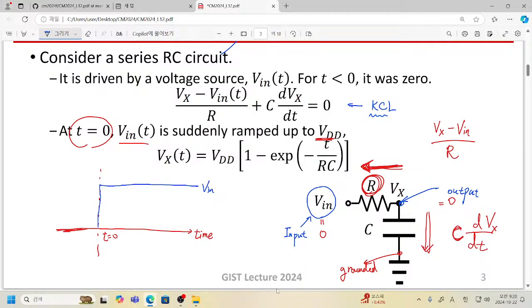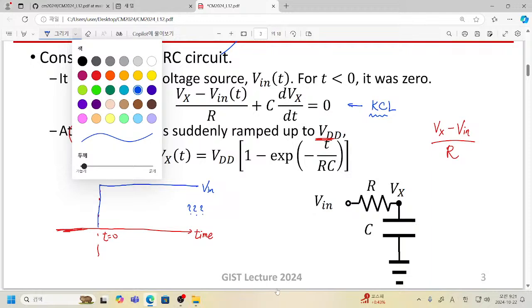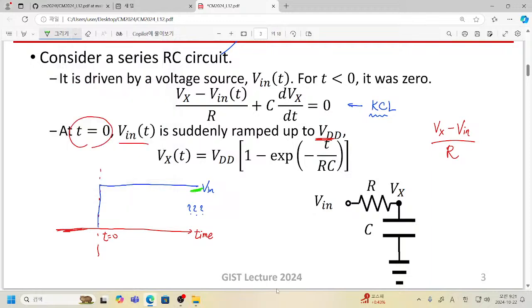So the question is, what is the solution after a long time has passed? If we spend quite a long time and wait for a while, then eventually we must have the output voltage equal to the input voltage. Later, we must have Vx, which is identical to the input voltage.